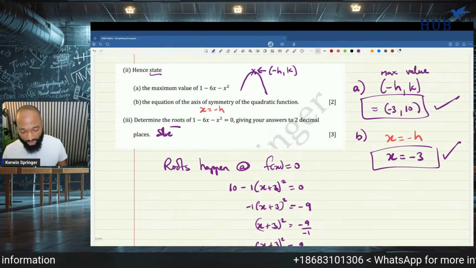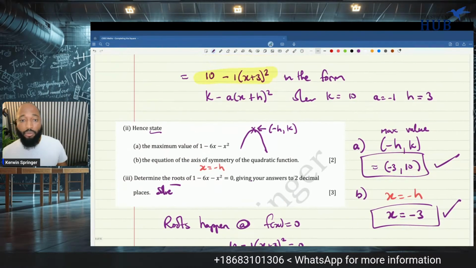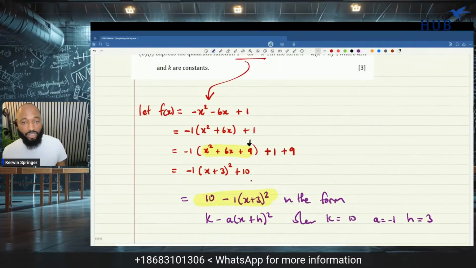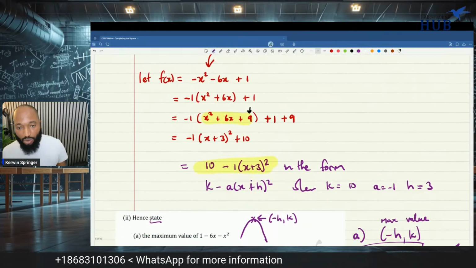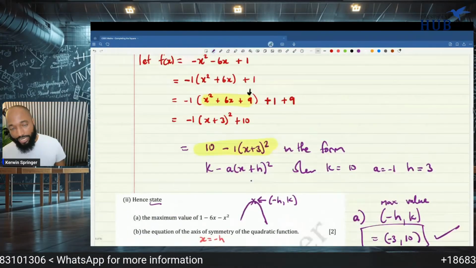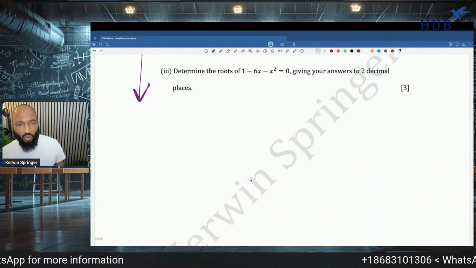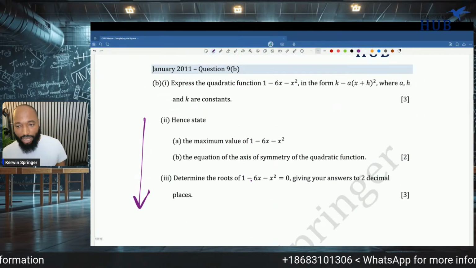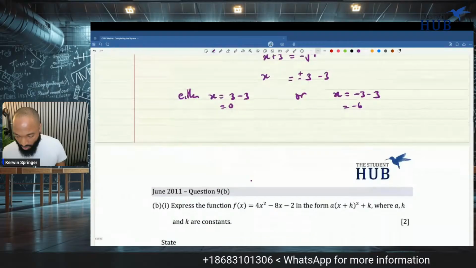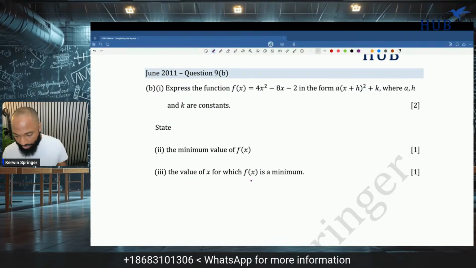Rate out of 10, how much you all understand this one? I know it was a tough one. This was probably one of the toughest completing the square questions to ever grace our presence on the exam, since it was a kind of back to front question. Let's go on to another one.